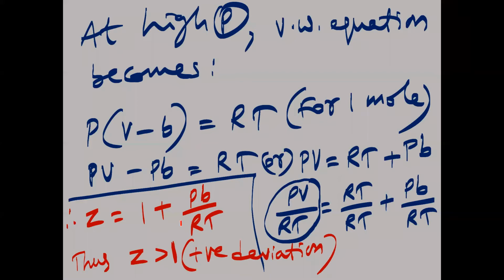At what condition? At high pressure condition. At very high pressure, the Z value will be greater than 1 for the real gas. That means the real gases show positive deviation from ideal behavior. So this is at high pressure condition. We have discussed high pressure condition, low pressure, and very low pressure condition.